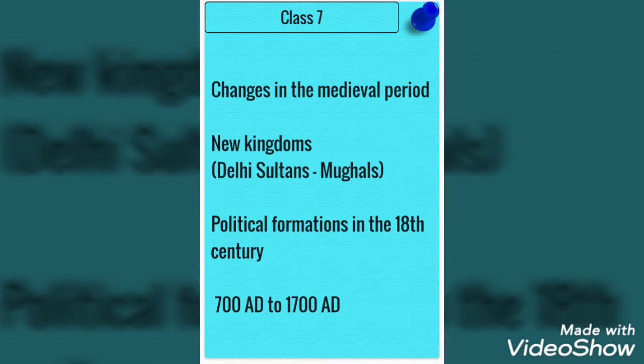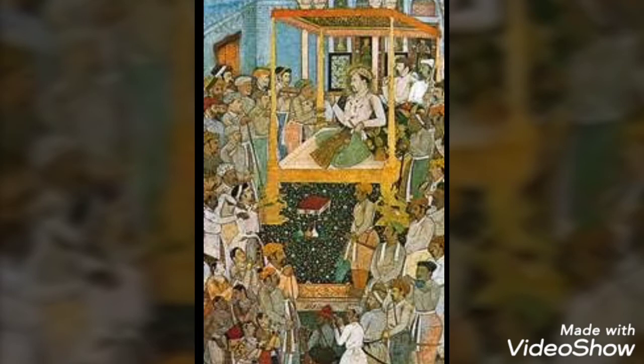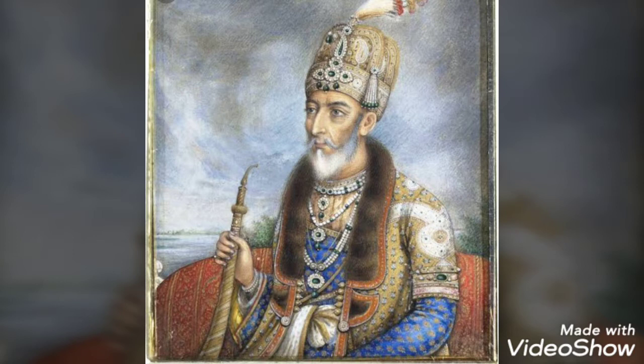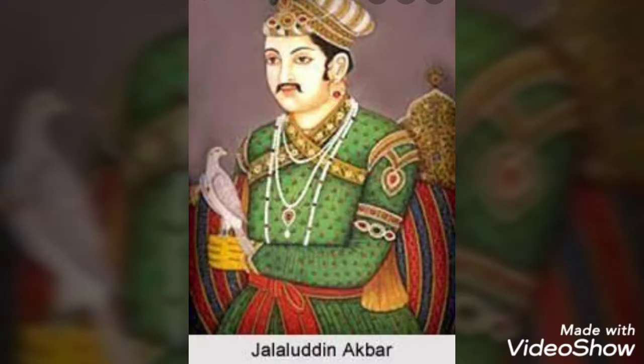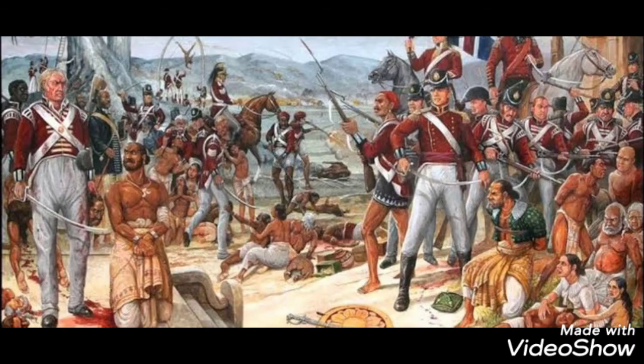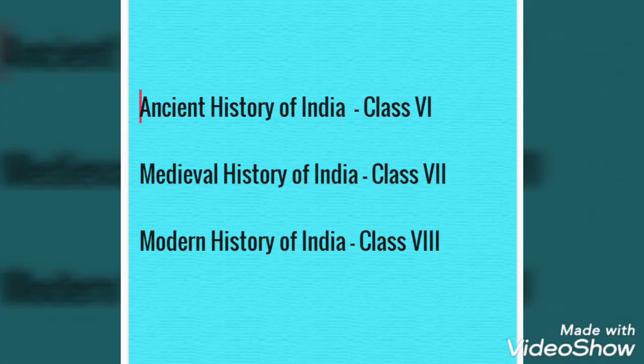When moving on to class 7, we discuss history starting from 700 AD to 1700 AD. In these 1000 years of history, we have seen a lot of kingdoms, empires, dynasties, rulers like Delhi Sultans, Mughals, etc. And after that, the invasion of British East India Company to India. I hope everyone remembers. So that means we discussed ancient history of India in class 6, medieval history of India in class 7, and now we are going to discuss modern history in class 8.